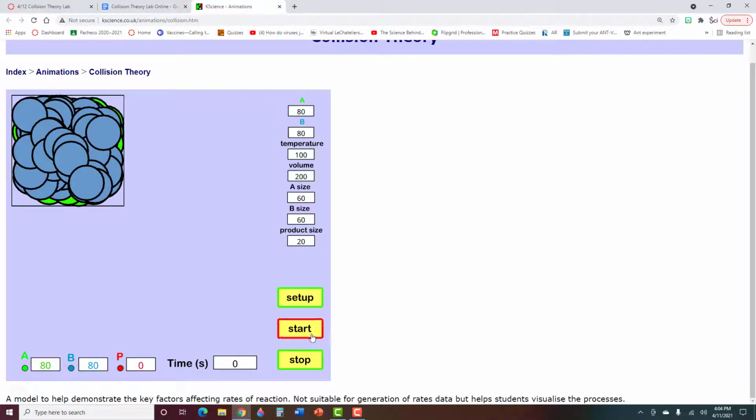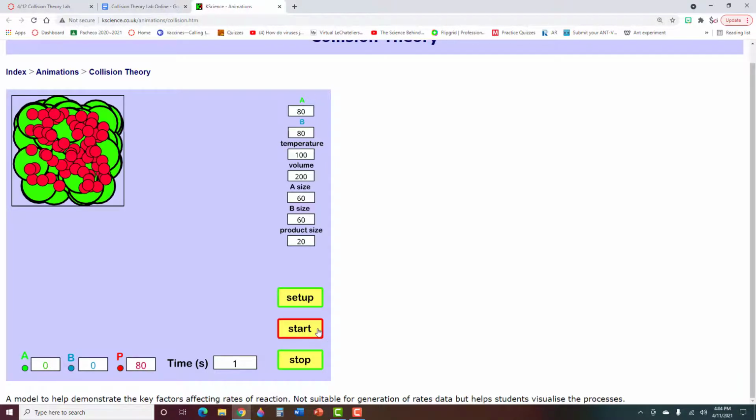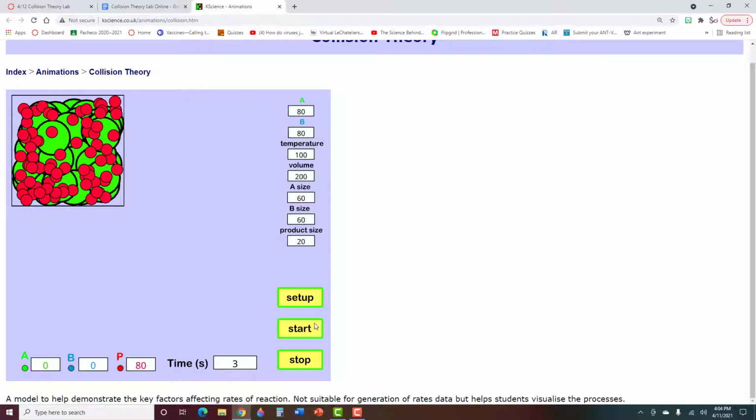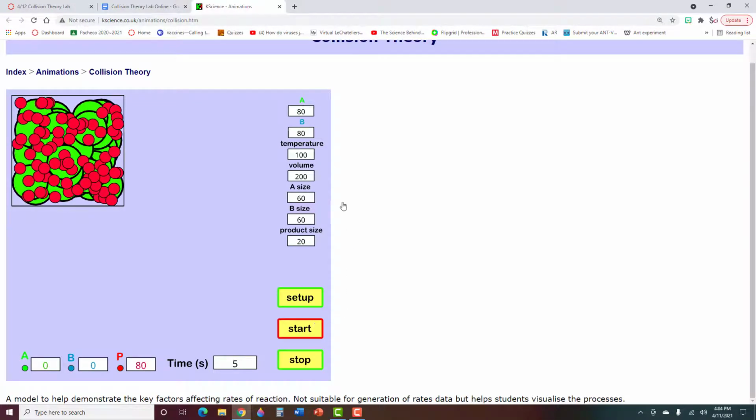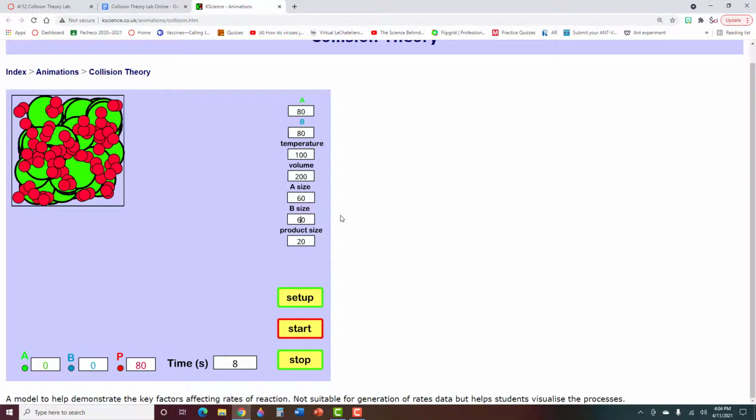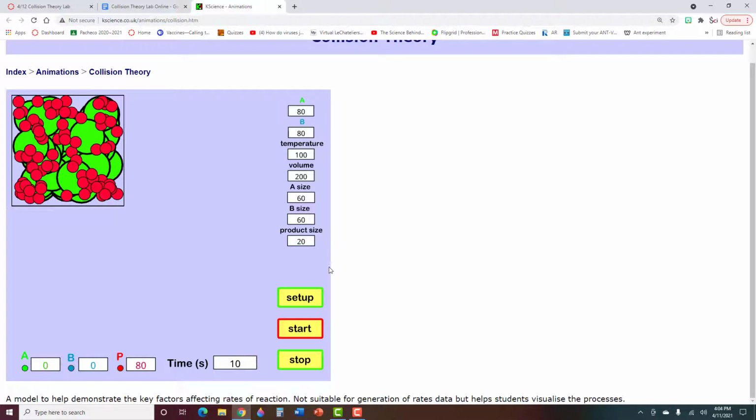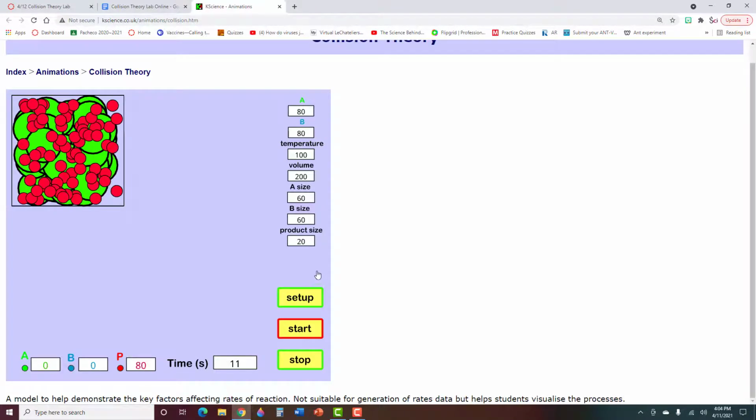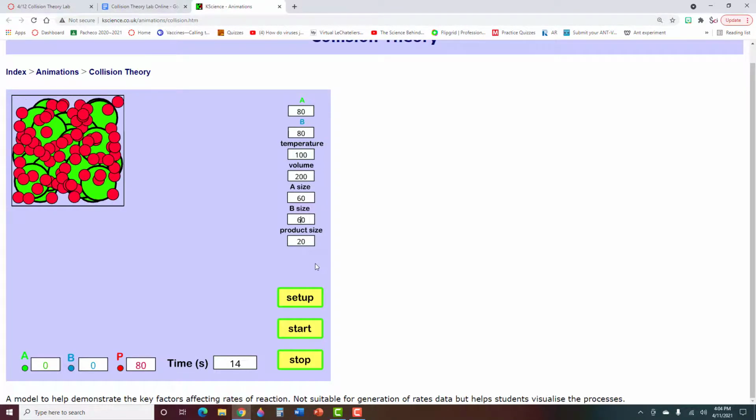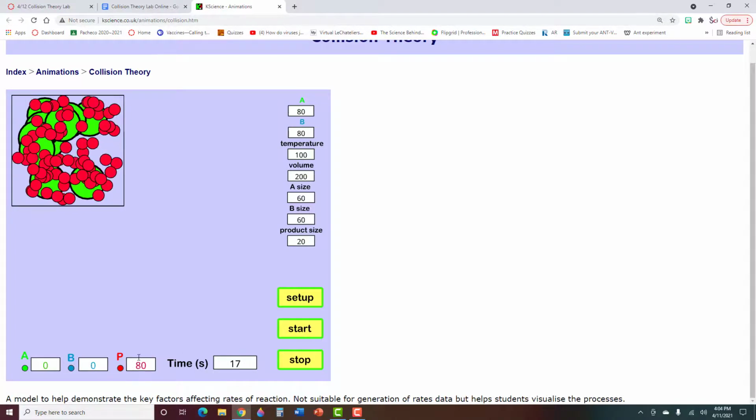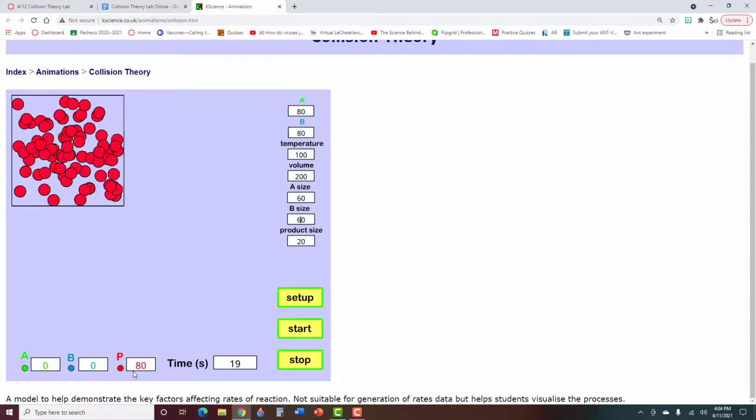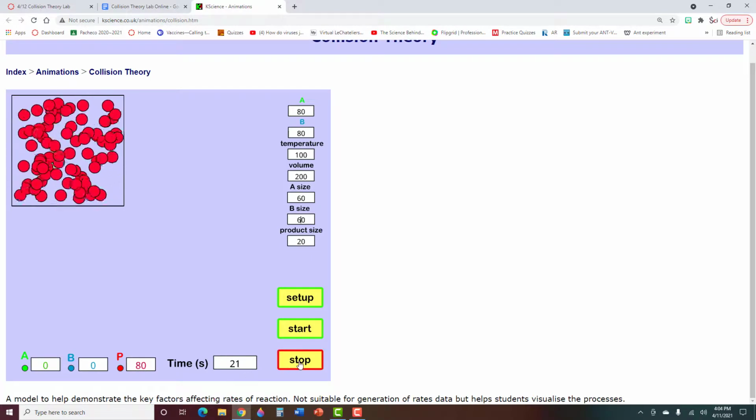That looks kind of crazy. All right, start. I want a super fast reaction. I can't even see any blues. I think it's just glitchy. It says the product's all done. Oh, there it is. Okay, yeah, just got glitchy for a second, but that was super fast.